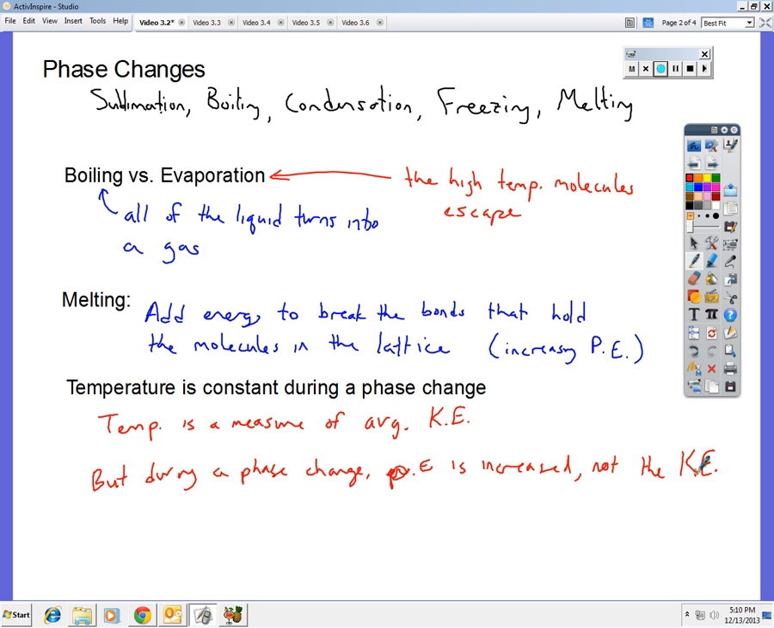So when you add energy to a substance, one of two things can happen. You can either increase its kinetic energy, which means increasing its temperature, or you can increase its potential energy, which means phase change. You can't do both.